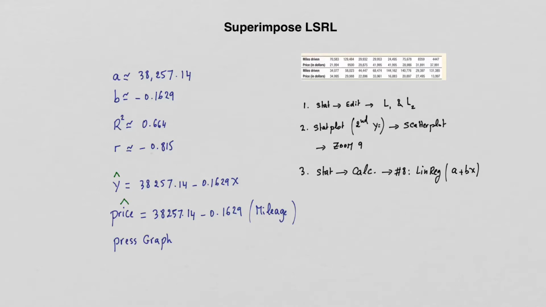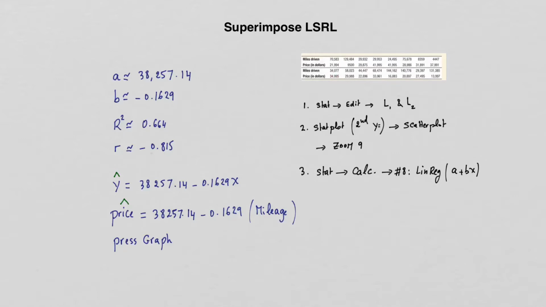So now that you have entered the data under L1 and L2, so you went to stat, you went to edit. Under L1, you put the miles driven, and under L2, you put the price of those trucks in dollars. So this is like $34,995, okay?